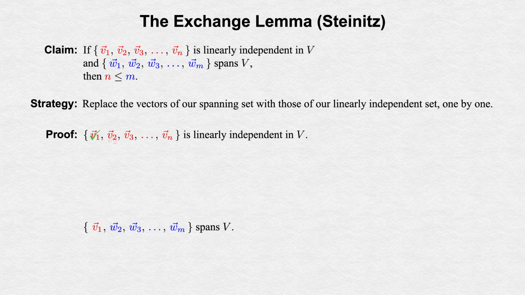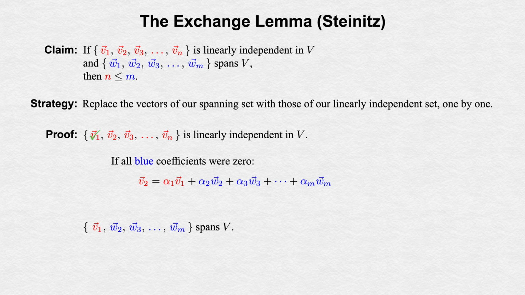Let's now consider the vector v2. Again, it must be some linear combination of our spanning collection, which now has v1 in it. We're looking for a blue coefficient that's non-zero. Must such a coefficient exist? Well, suppose not. Then with all the blue coefficients being 0, our equation becomes v2 equals alpha 1 v1.